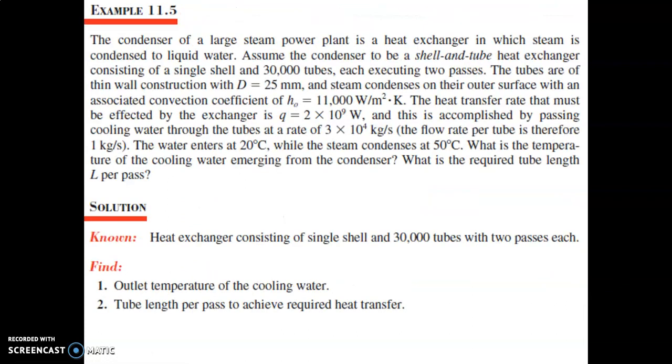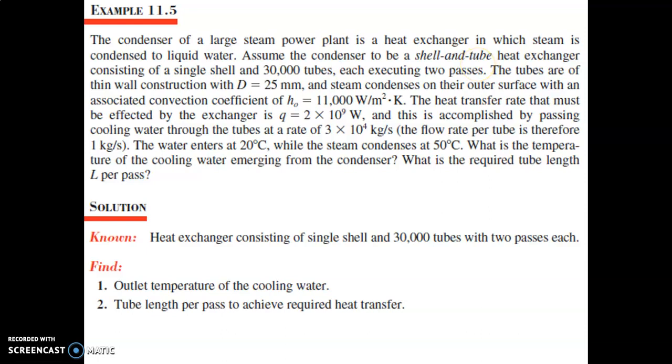The other question, which is the last question of the chapter, is mentioning the condenser of a large steam power plant is a heat exchanger in which steam is condensed to liquid water. Assume the condenser to be shell and tube. It is different from the previous example. The previous example we had cross flow, now we have shell and tube. So based on the solution, the NTU calculation and the effectiveness will be from different formulas or different charts depending on your easier way to solve.